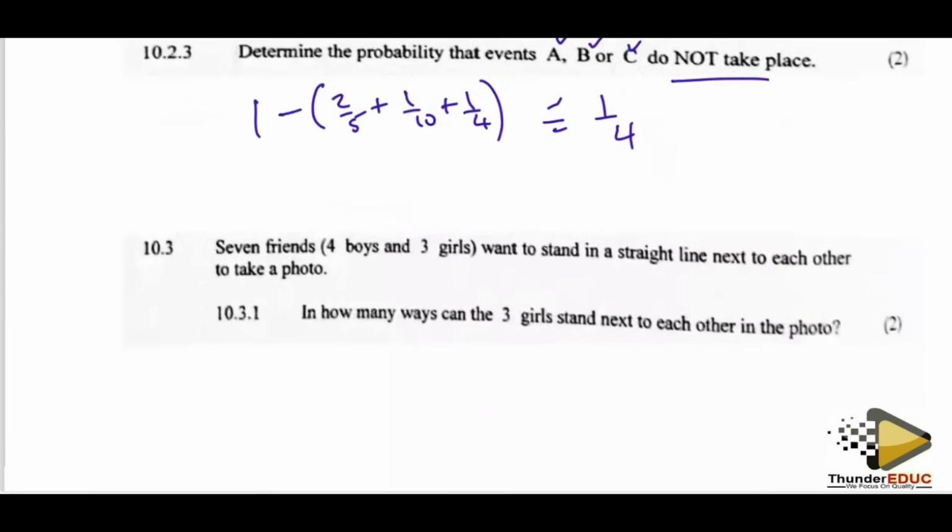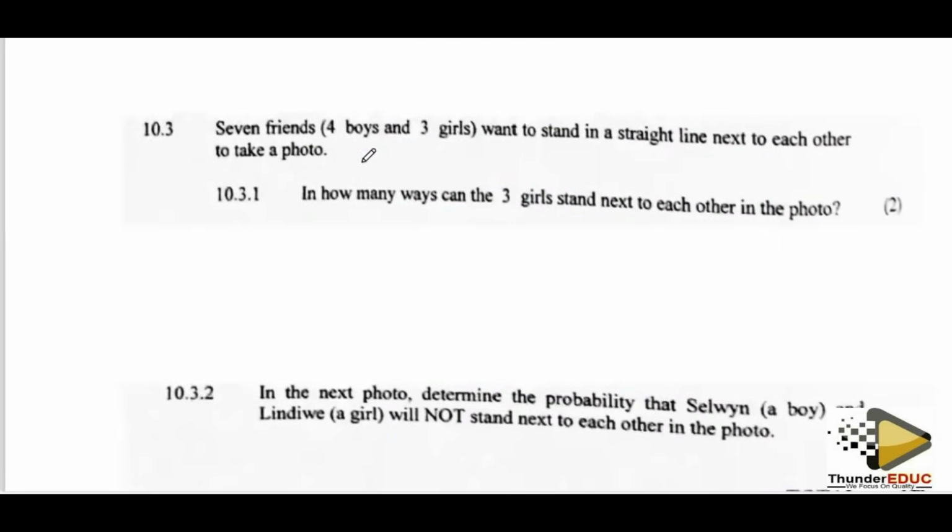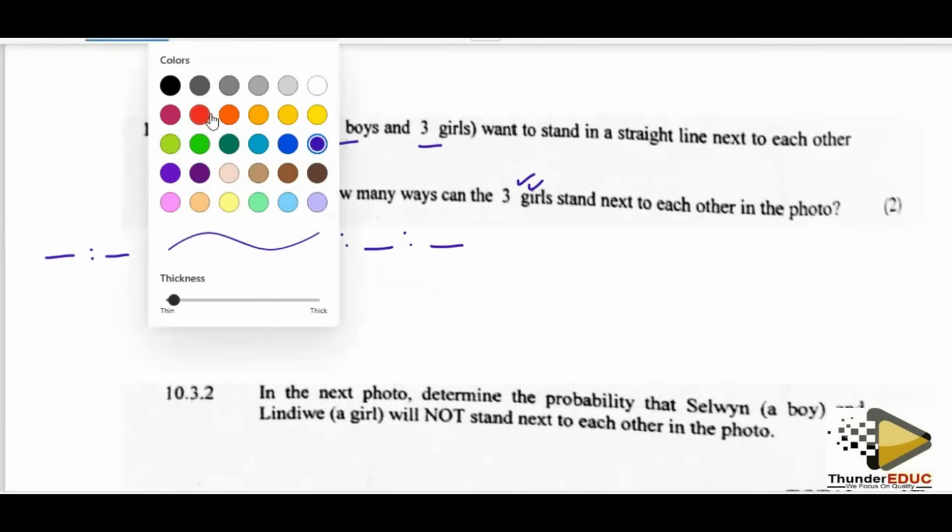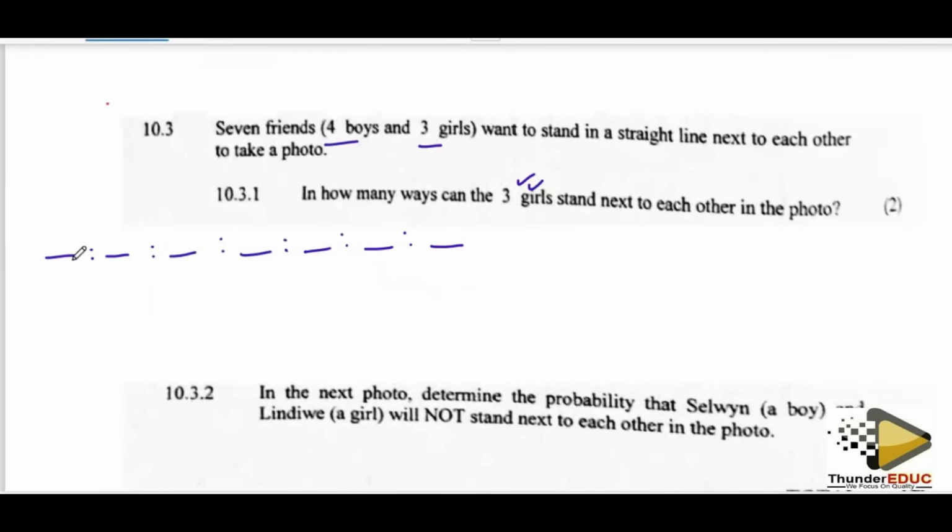subtracting inside the brackets. Then 10.3, there are 7 friends, 4 boys and 3 girls that want to stand in a straight line next to each other for a selfie or a photo. In how many ways can the 3 girls stand next to each other? So if I have 7 spots, 2, 3, 4, 5, 6, and 7. If I'm talking of 3 girls standing next to each other, the 3 must move as a block.